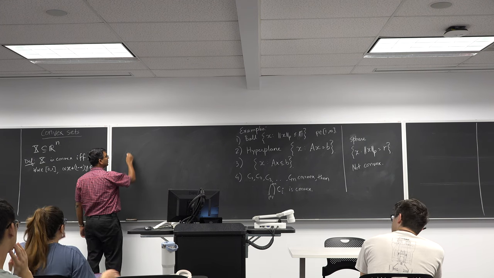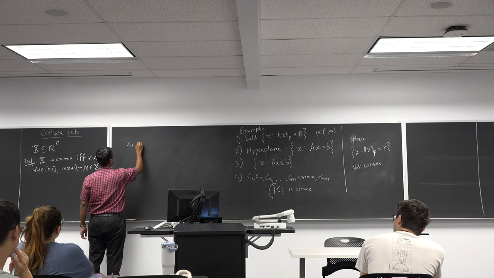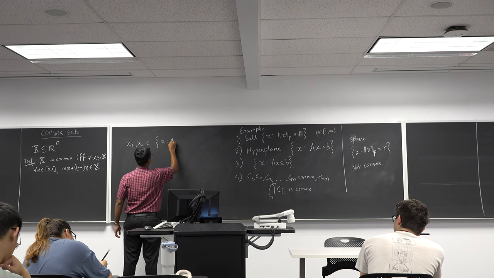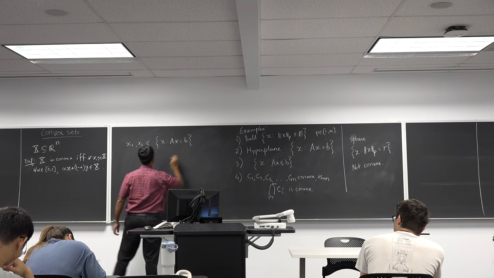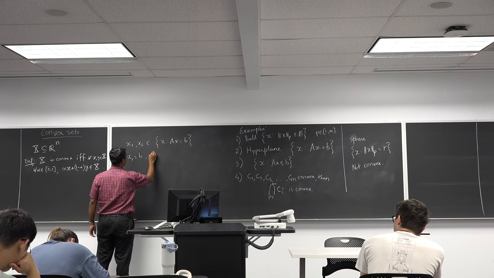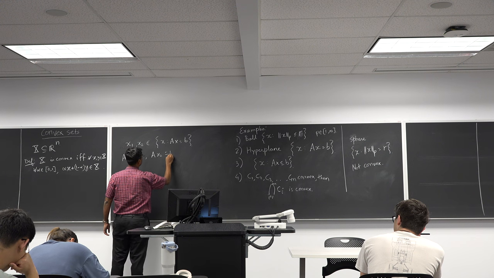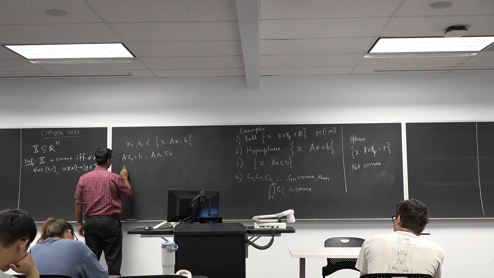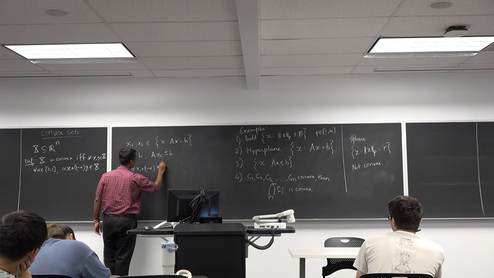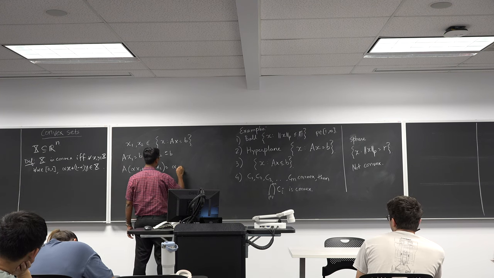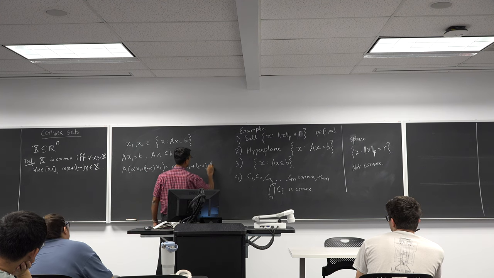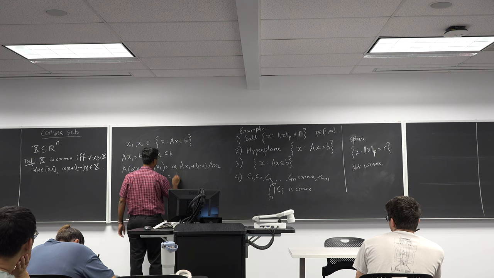Okay, so x1, x2 lies in this set, which means Ax1 equals b, Ax2 equals b. So A(alpha x1 plus (1 minus alpha) x2) equals alpha Ax1 plus (1 minus alpha) Ax2, which is equal to b.